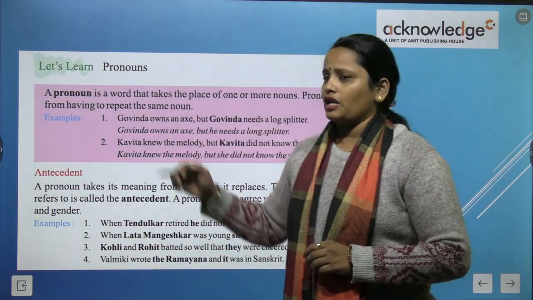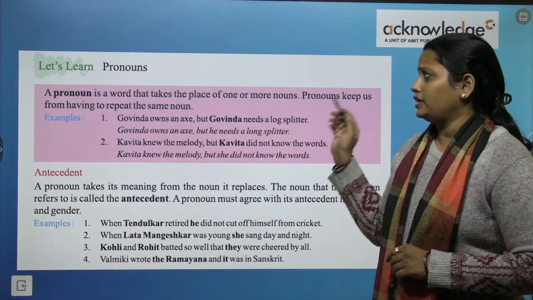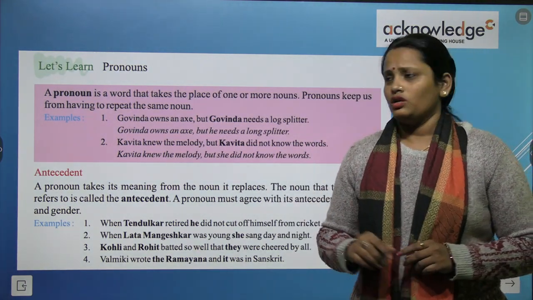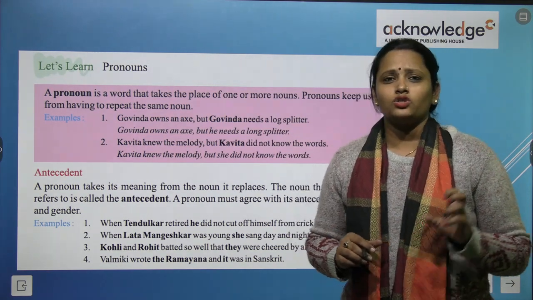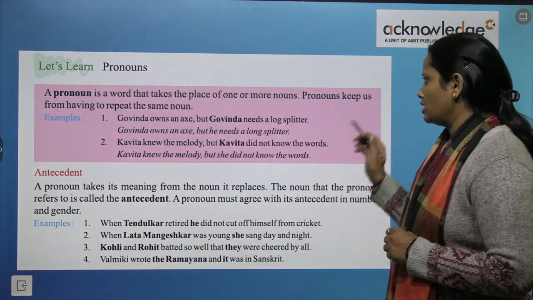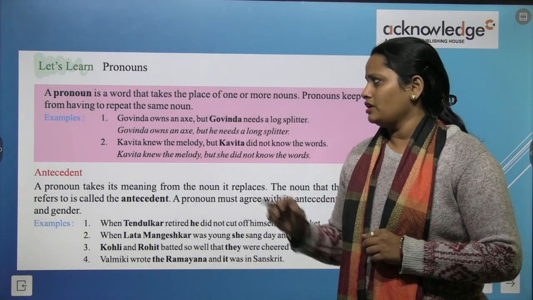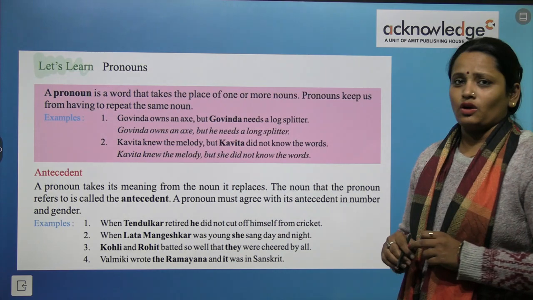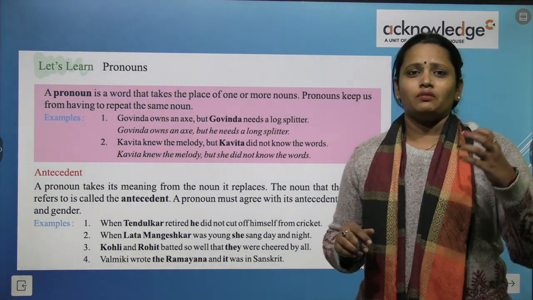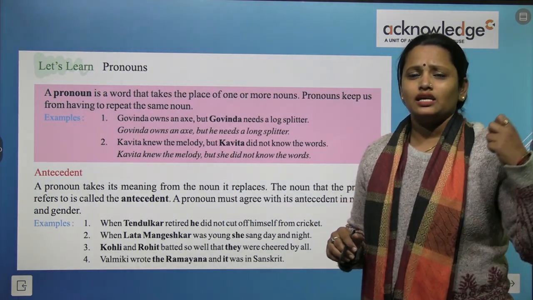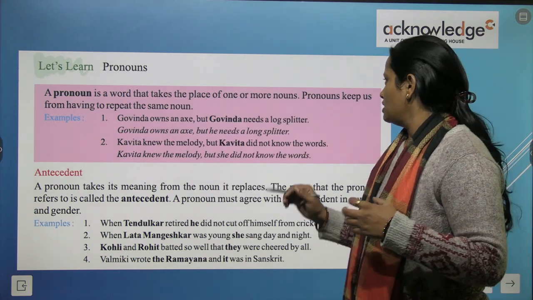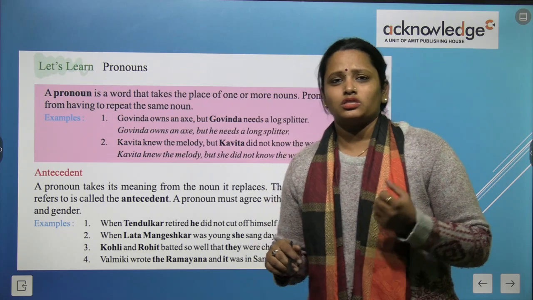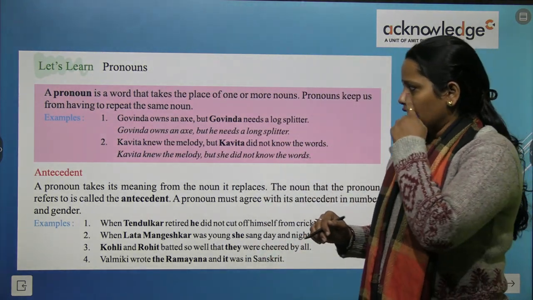So children, a pronoun is a word that takes the place of one or more nouns. So pronoun क्या होता है? एक ऐसा word होता है जो noun की place पे हम use करते हैं. Pronouns keep us from having to repeat the same noun. तो pronoun क्या करते हैं? हमें बार बार एक ही noun को use करने से रोकते हैं. They help us, इनकी जगह पे हम इन्हें use करते हैं. बार बार एक ही noun को use करें उससे बेटर हम pronoun को उनकी जगह पे use करते हैं.